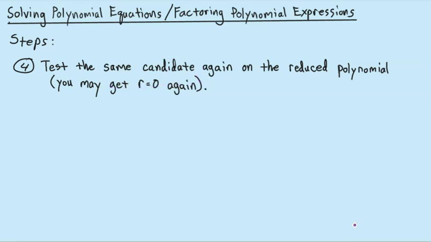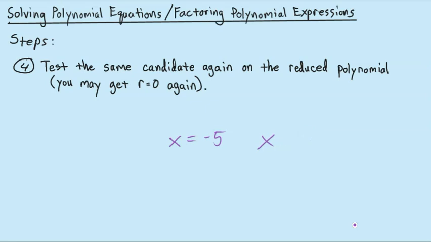Why would you do that? Well, you might actually get a remainder of 0 again. It's possible that x equals -5 is actually a solution twice. And I know that sounds totally weird for the same number to be a solution twice, but with polynomials, that is possible.